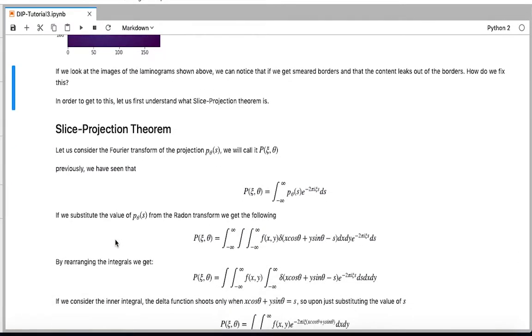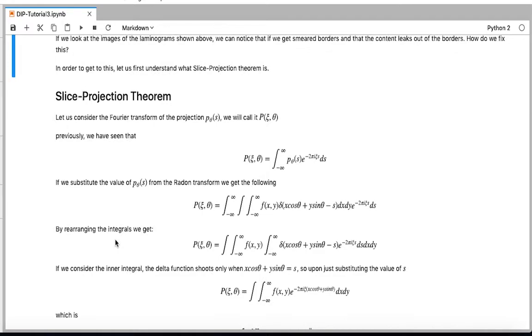So now, let's recall what the slice projection theorem is. Let's consider only one projection profile, where we choose a single S, and we'll see what the Fourier transform of it looks like. I'm iterating through all the possible S's, which is basically fixing theta and changing all the S's, so it's one scan.